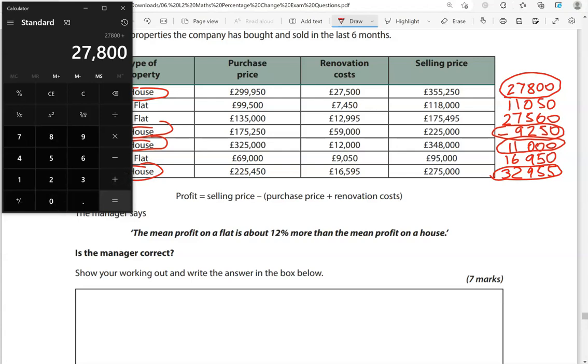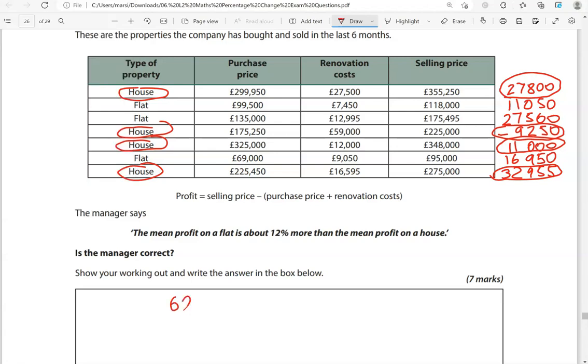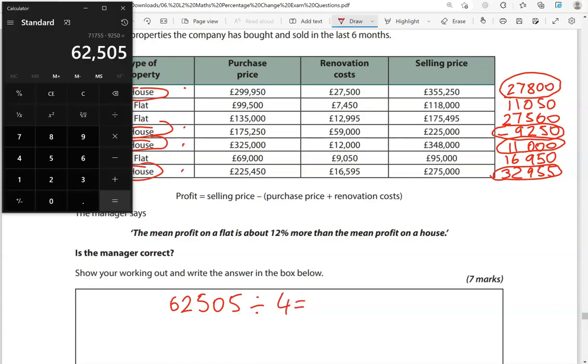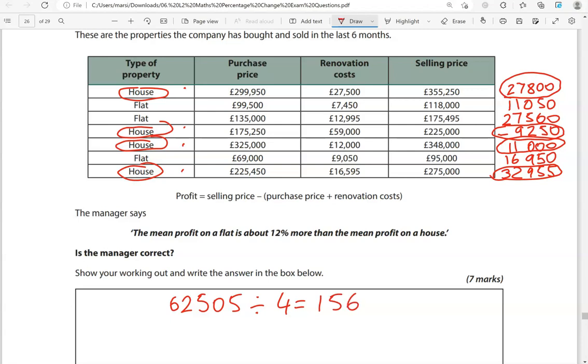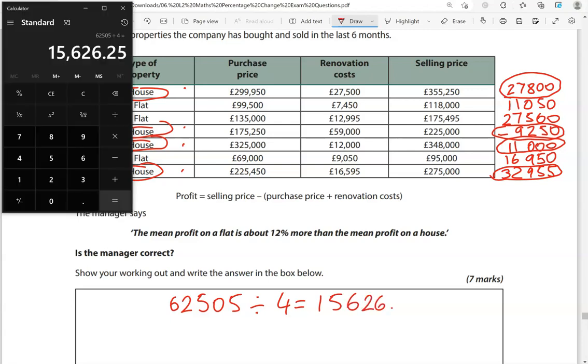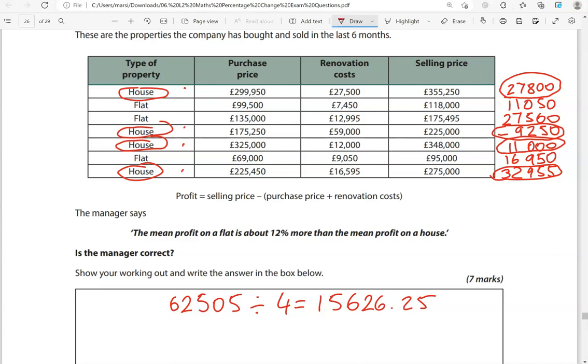So 27,800 plus 11,000 plus 32,955, take away 9,250, which is 62,505. Now that we're going to divide by 4 because we have 4 houses. That gives us 15,626.25. So that's the mean profit for houses.